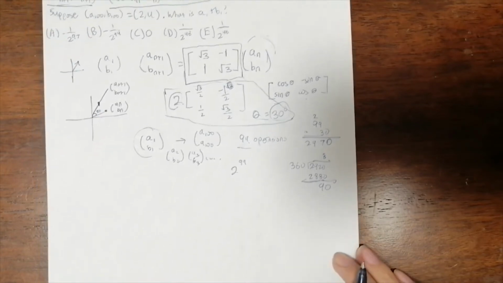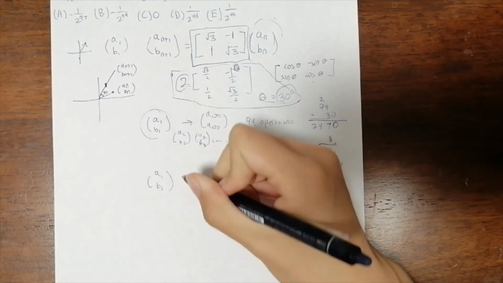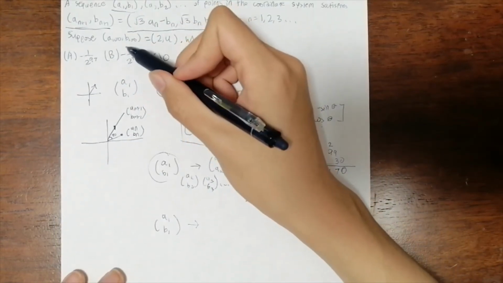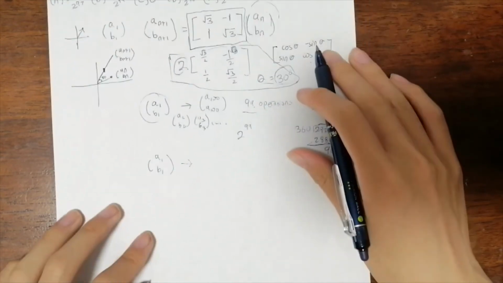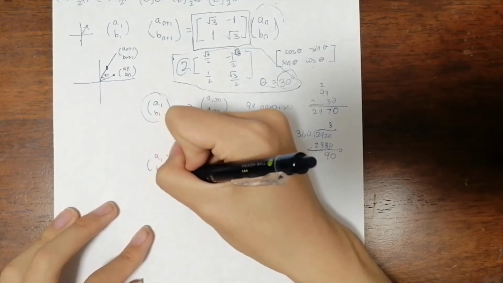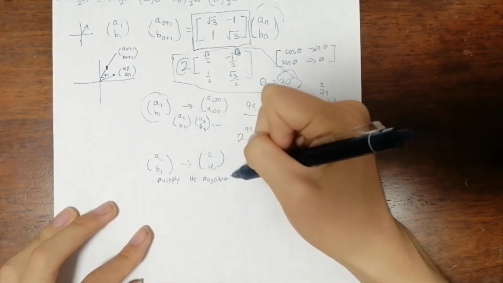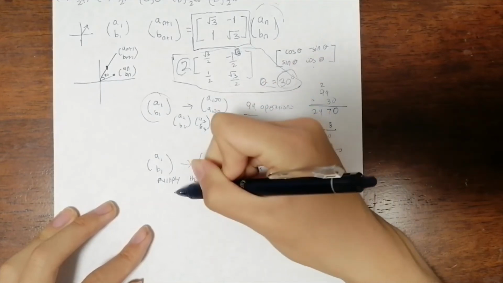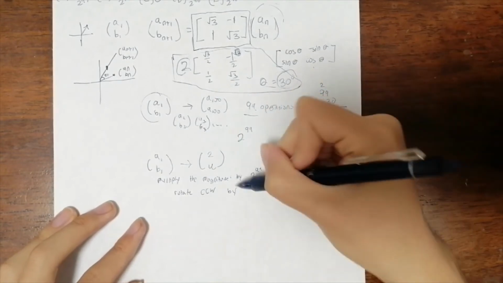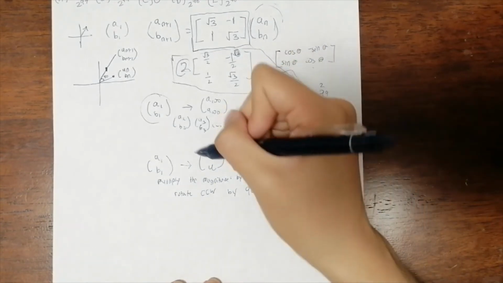Okay, so let's just summarize. To get from the point (a_1, b_1) to the last point, (a_100, b_100), which is (2, 4), we're going to multiply the magnitude by 2 to the 99th and rotate counterclockwise by 90 degrees. So we can just undo these two operations to work backwards.